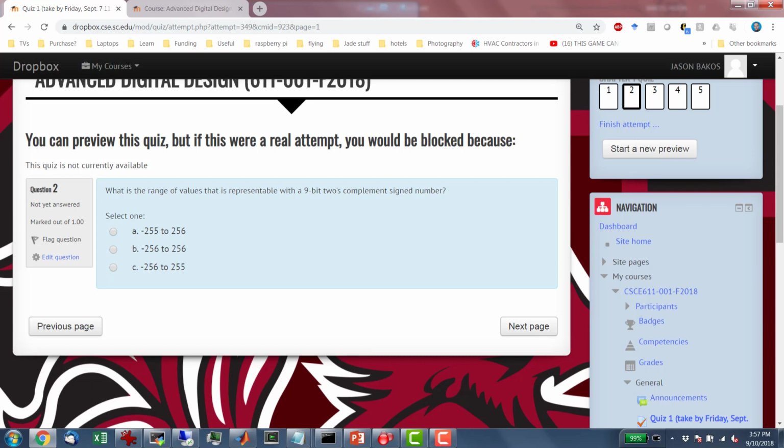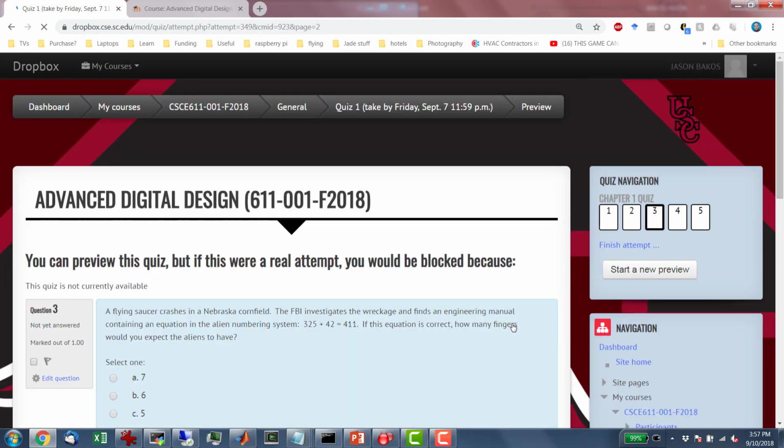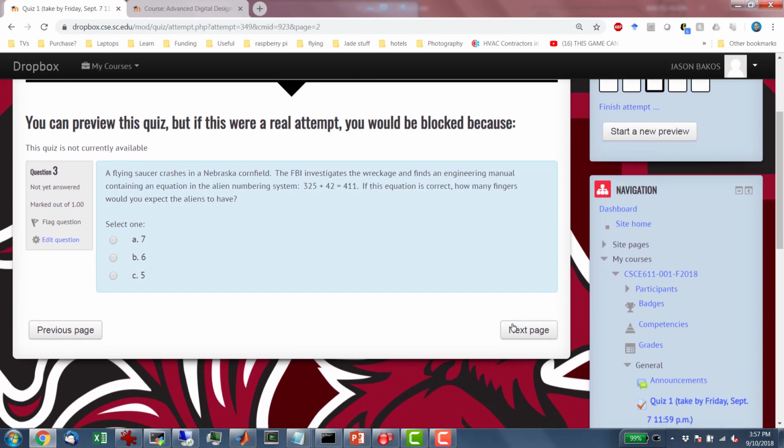Any questions about this? All right, next question. I like this one. Flying saucer crashes in a Nebraska cornfield. The FBI investigates the wreckage, finds the engineering manual contains the equation in an alien numbering system, 325 plus 42 equals 411. If this equation is correct, how many fingers would you expect the aliens to have?